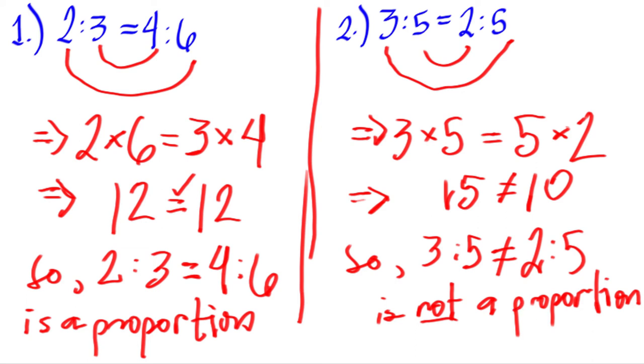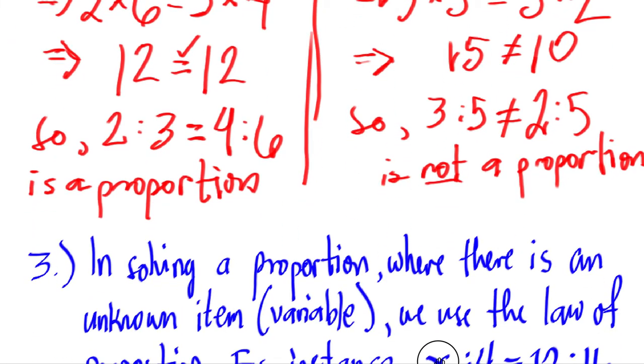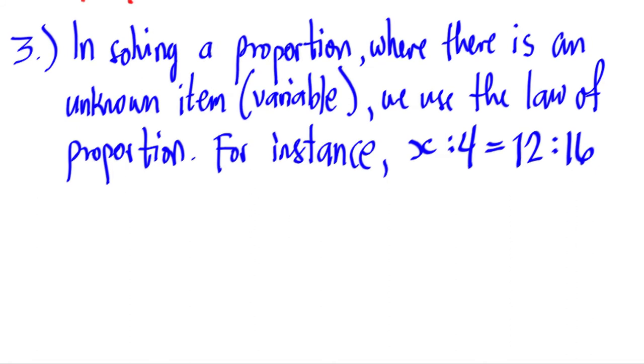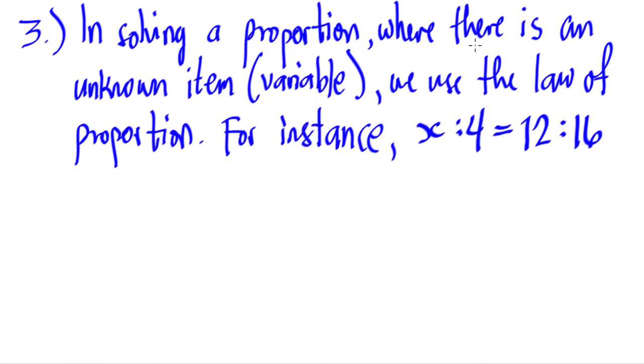Okay, let's proceed to the third example, shall we? In our third example, we now have a statement. In solving a proportion where there is an unknown item, we let this unknown item be a variable. If there's a variable there, we use the law of proportion. For instance, we have here x is to 4 equals 12 is to 16. So there's a variable here, that is an unknown item.